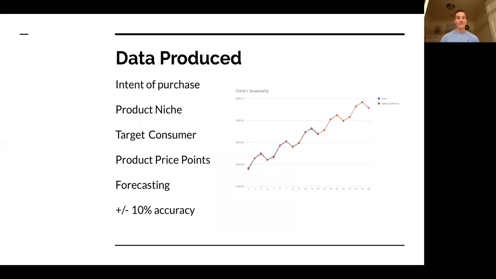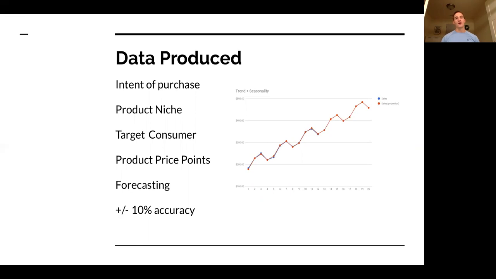The coolest thing is the data that is able to be gathered and collected by using this virtual test market. The data will collect really anything you want it to, but the main points are the intent of the purchase, why your product was purchased, the product niche, the customer targets that the software uses to buy the products, to use the products. It also covers product price points. Was your product overpriced, underpriced? Was it priced the perfect amount?